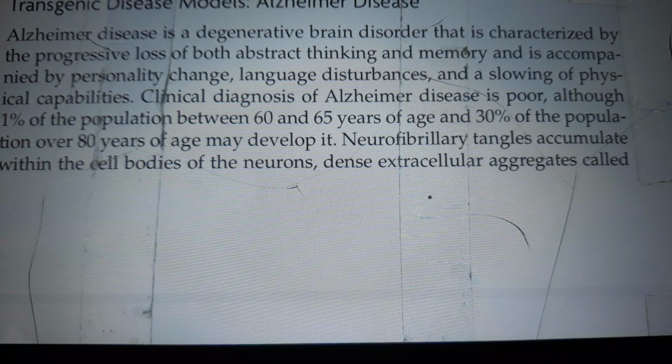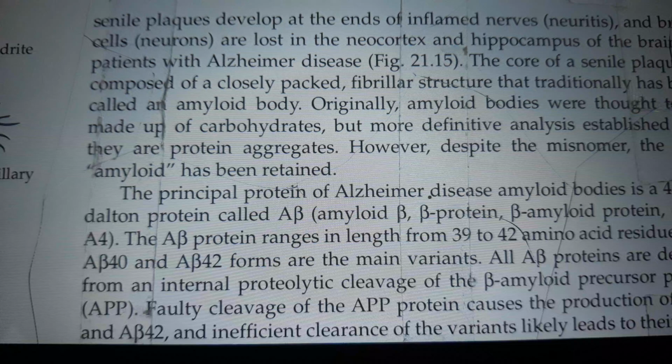Neurofibrillary tangles accumulate within the cell bodies of the neurons. Dense extracellular aggregates called senile plaques develop at the ends of inflamed nerves, neuritis, and brain cells, neurons, are lost in the neocortex and hippocampus of the brain in patients with Alzheimer's disease.